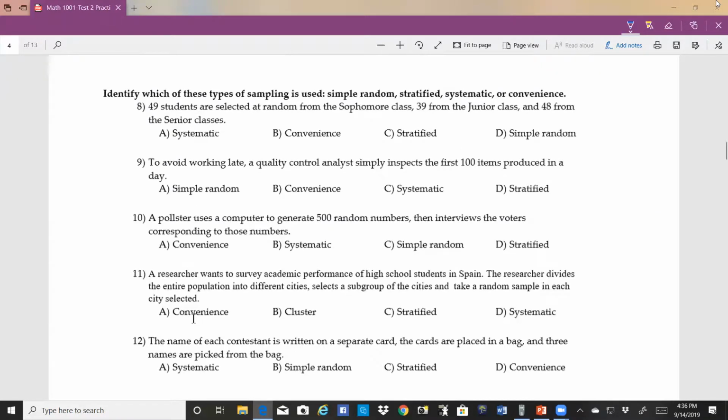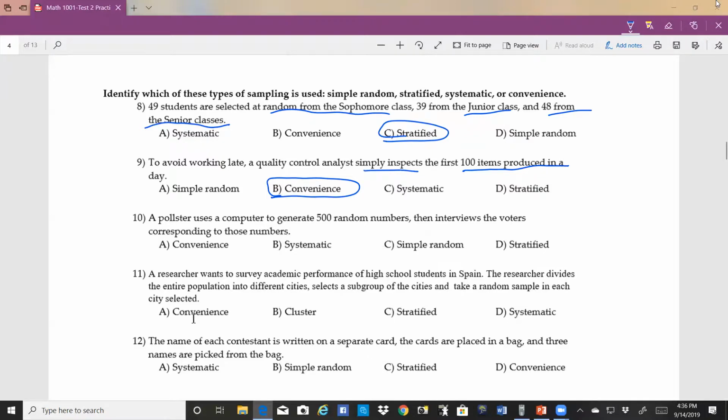We got 49 students selected at random from the sophomore class, from the junior class, and 48 from the senior class. So we're taking basically all the classes here and then taking samples from them. That would be stratified sampling. To avoid working late, a quality control analyst simply inspects the first 100 items produced in a day. Well, that would be convenience sampling.